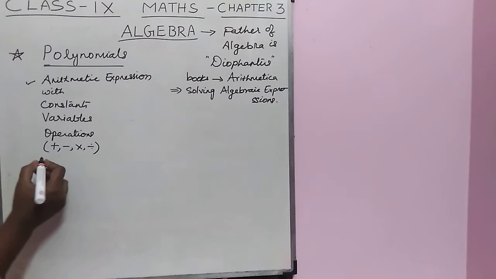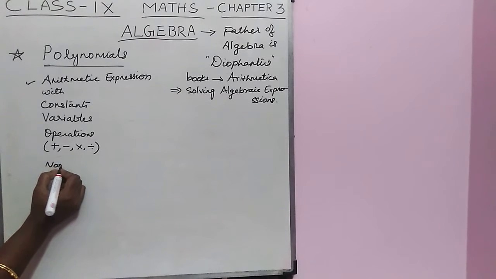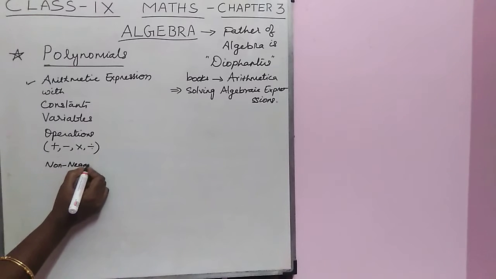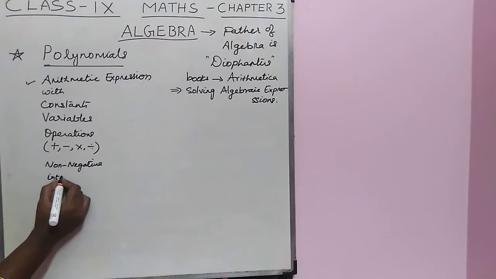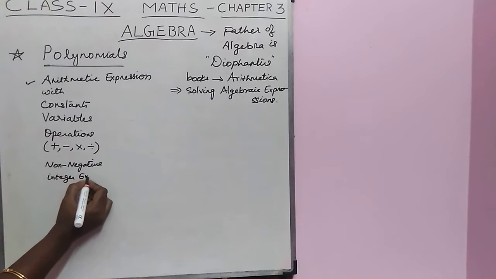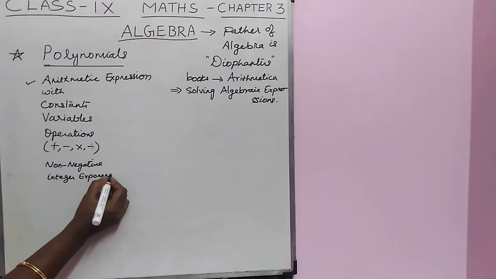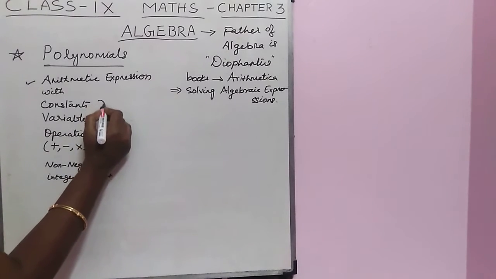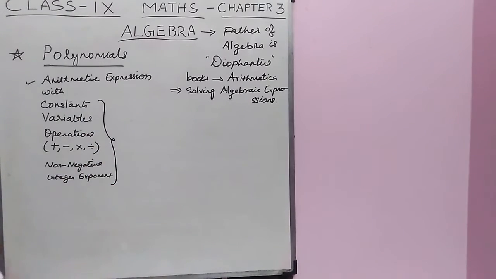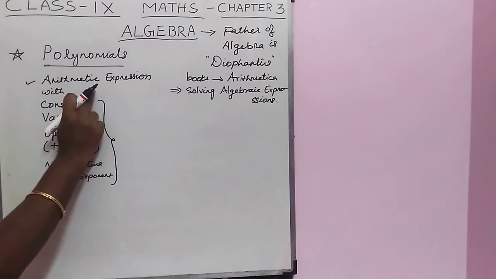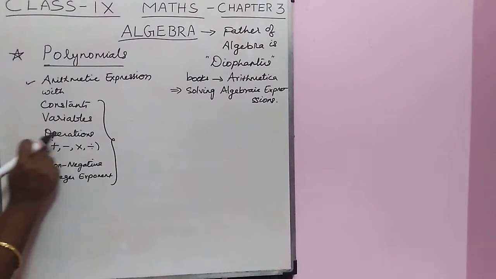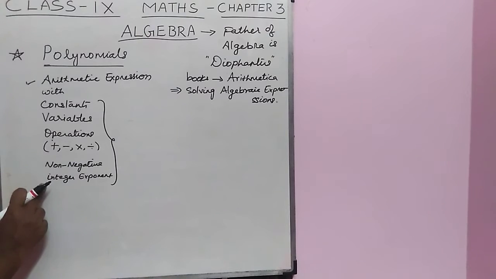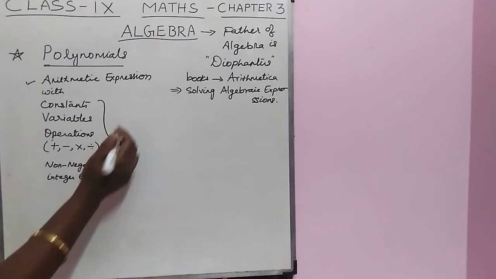Right. And you have a non-negative integer exponent. Okay. So a polynomial is an arithmetic expression which has constants, variables, operations involving these operators, and a non-negative integer exponent. Okay, we'll see an example.